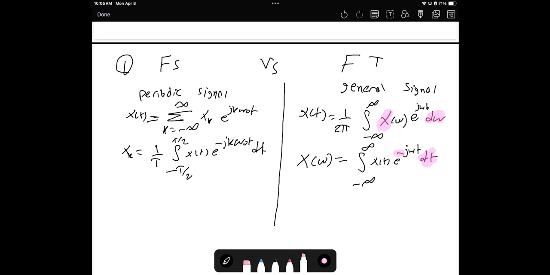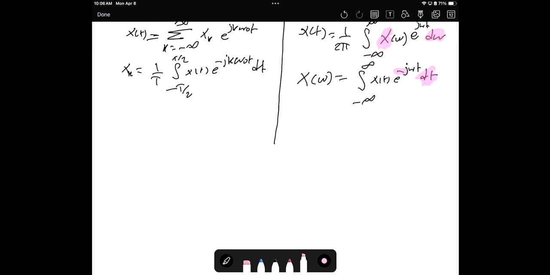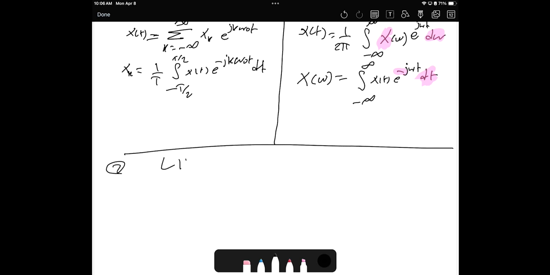In Fourier transform, basically we convert the signal from time domain to frequency domain. So it will be very similar to Laplace transformation. Laplace transformation converts time domain to S domain, but here we convert to frequency domain. So now there are similarities between Fourier transform and Laplace transform.